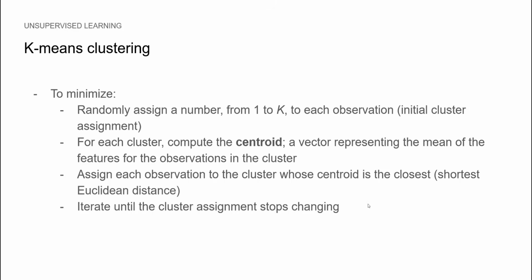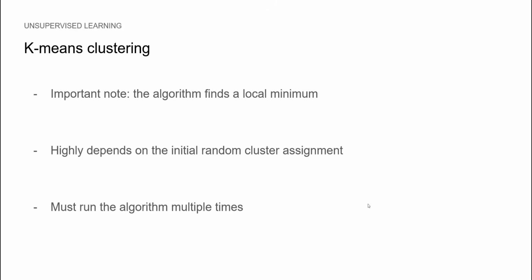To do so, the algorithm first starts by randomly assigning each observation to a cluster. Then for each cluster, a centroid is computed, which is a vector representing the mean of the features in the cluster. Then, each observation is assigned to the cluster whose centroid is the closest. The two steps above are repeated until the cluster assignment stops changing. Now note that k-means will find a local minimum. Therefore, it highly depends on the initial cluster assignment. So make sure to run the algorithm multiple times to see if you always get the same results.